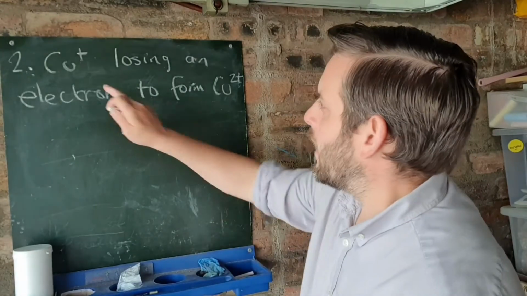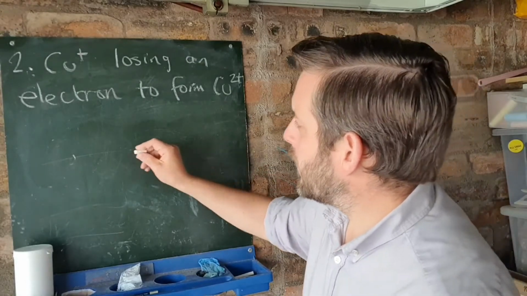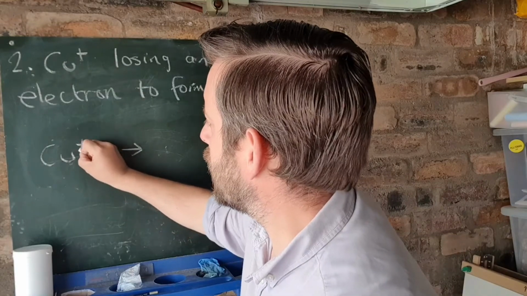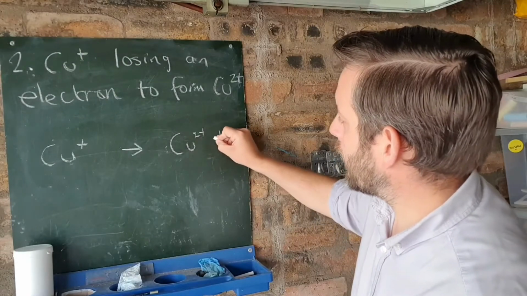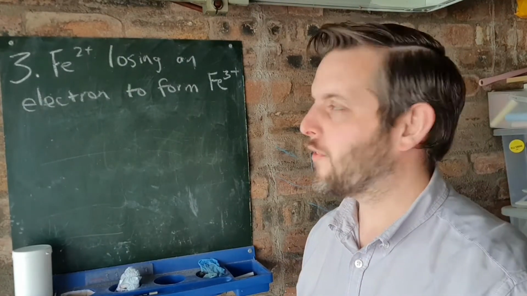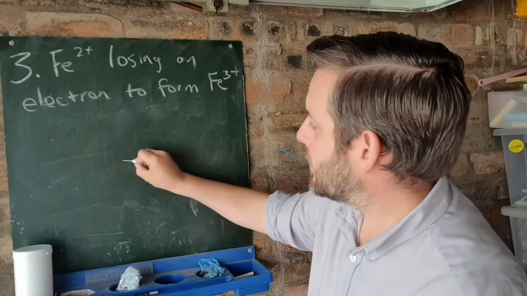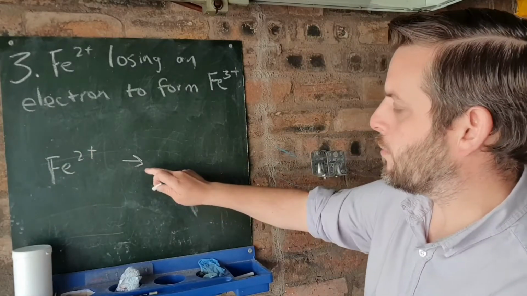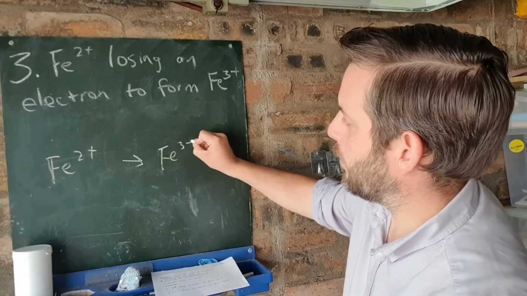Okay, our second one, a copper 1 positive ion losing an electron to form copper 2 positive ion. Same idea, we want a before and an after. We're starting with Cu1 positive, we're ending up with Cu2 positive, and the electron that we just pulled off. And our third problem, Fe2 positive losing an electron to form Fe3 positive. Before and after, we're starting with Fe2 positive, we're pulling off an electron to become Fe3 positive, so Fe3 positive and the electron.